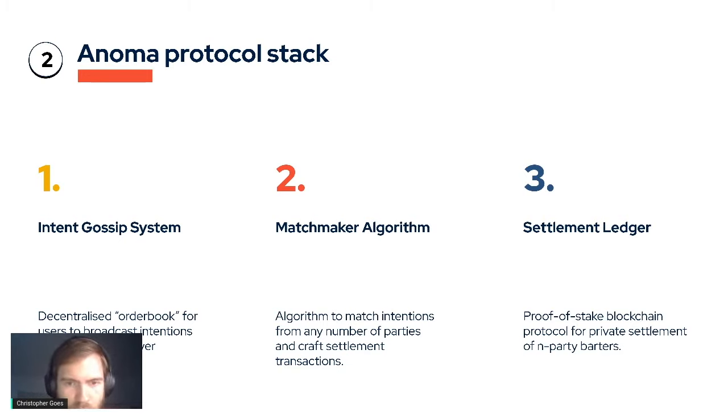Then the matchmaker algorithm, which can be run by anyone, that's stage 2, is responsible for finding perhaps 2 or perhaps many more than 2 intents, which can be combined together into some kind of transaction.